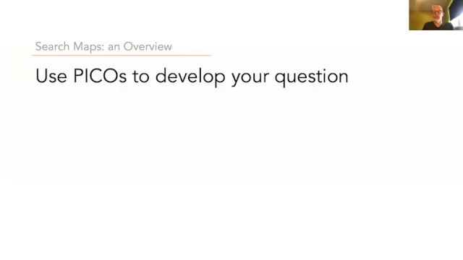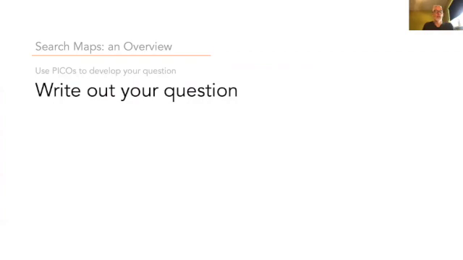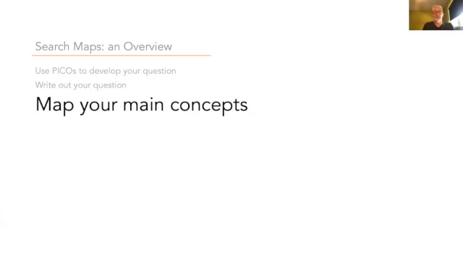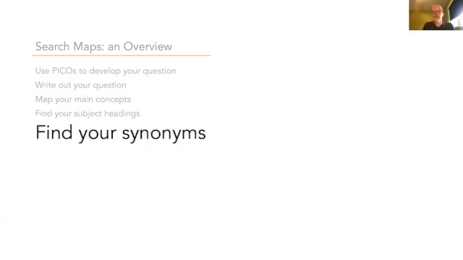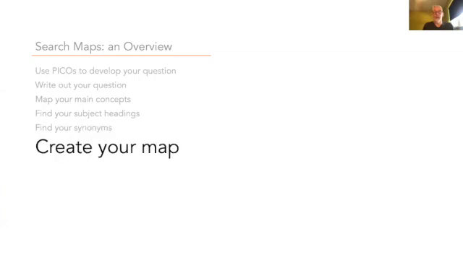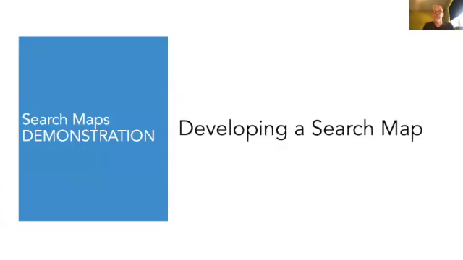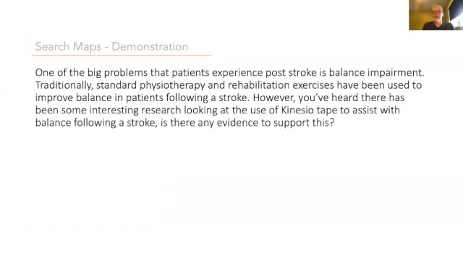So to go over it again, in this video, we're going to cover how to use PICO to develop your search question, writing out your search question, mapping the main concepts for your research project, finding the subject headings you need for your search map, finding those additional keywords or free text words that you need to add to your search map to make your search as exhaustive as possible, and finally, creating your search map. So, the rest of this video is a demonstration of the steps involved in creating that search map.